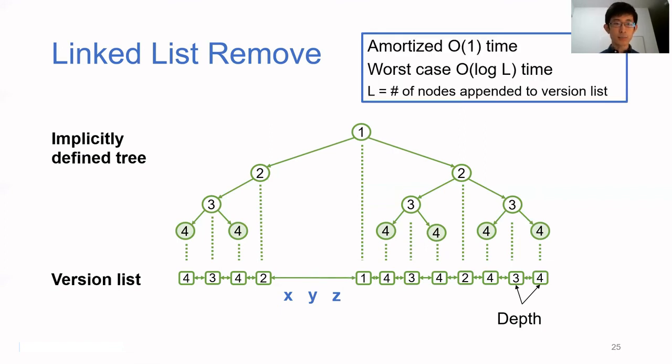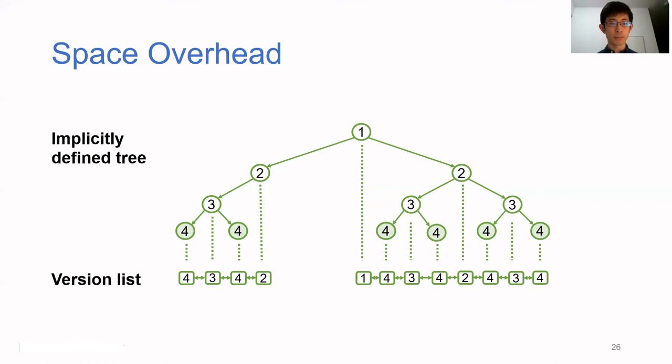So the nice thing about this algorithm is that it takes amortized constant time and worst case order L time, where L is the number of nodes appended to the version list. But the disadvantage is that there's space overhead because some of the internal nodes cannot be removed. So let's look at how bad the space overhead can be.